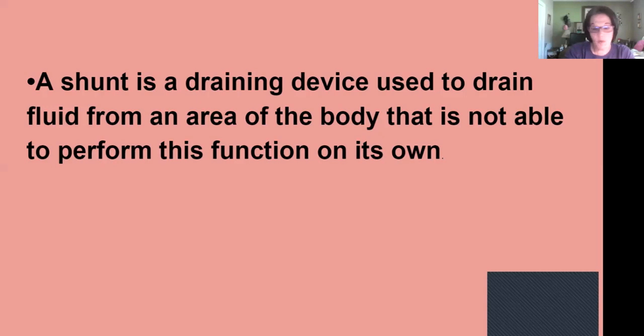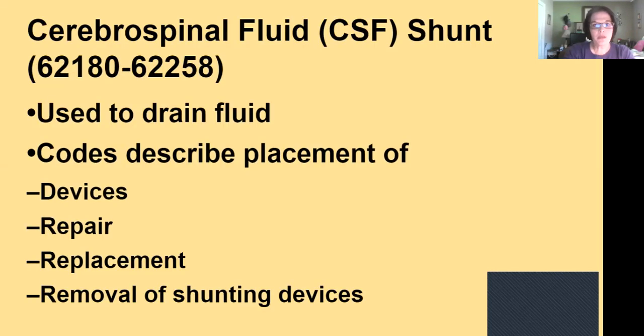A shunt, what is a shunt? It is a draining device used to drain fluid from an area of the body that is not able to perform this function on its own. Cerebral spinal fluid, CSF, shunt, 62180 through 62258. It's used to drain fluid. Codes describe placement of devices, repair, replacement, and the removal of shunting devices.